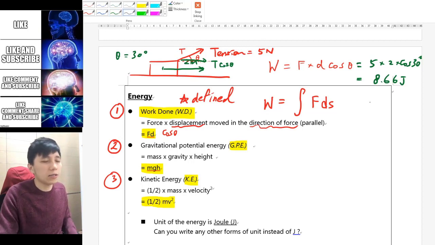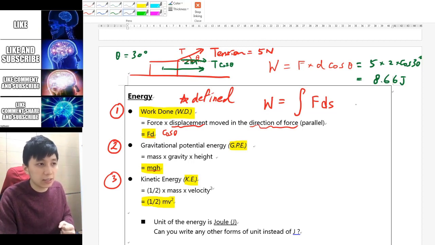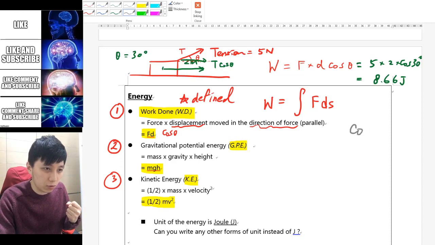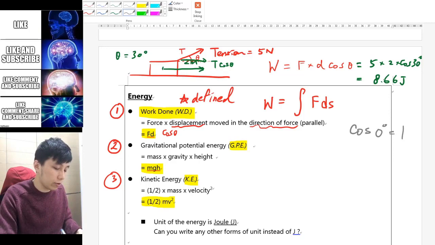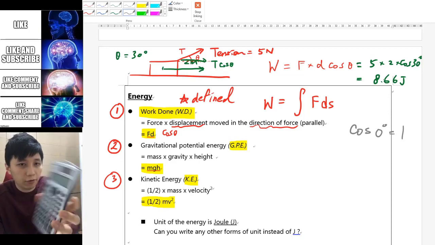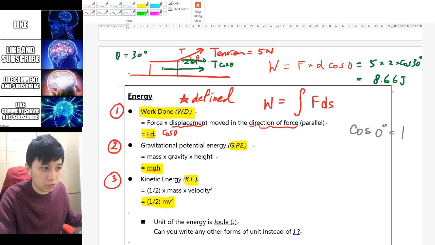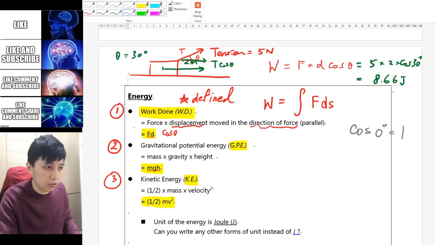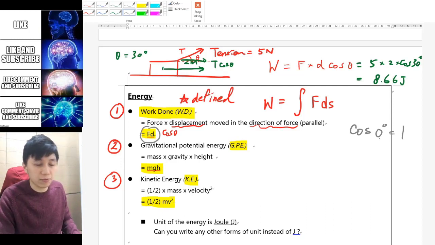Of course, in most cases in IGCSE, there's no angle, so you don't have to worry about that. They are usually parallel. In that case, you can imagine that for this cosine theta, the angle is actually 0. Cosine 0 degrees is actually 1. If you don't know, try to press cosine 0 on your calculator, then you'll find out it is 1. That means you can simply ignore it if they are parallel. So simply using the equation F times d will be good enough.